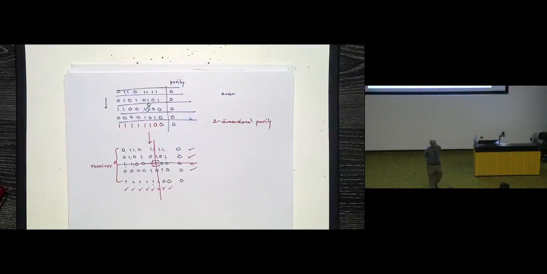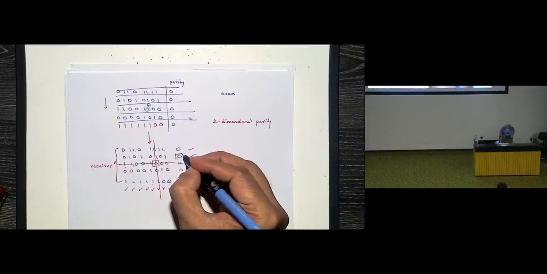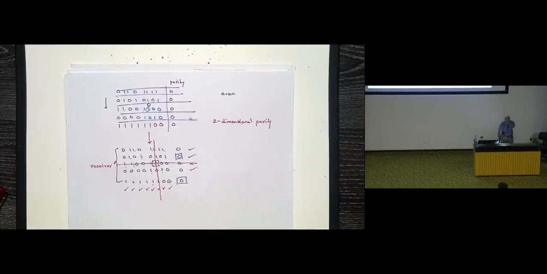Yeah? Is there a use for the bottom right? You mean this corner one? This guy? Yeah. So I think what would happen is, it is possible that some of your parity bits may also be in error. Right? So there's no guarantee that this will always be transmitted correctly. So you can use this for detecting that. Okay. All right.